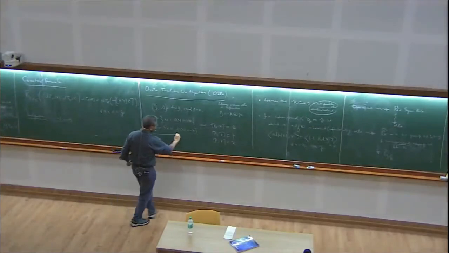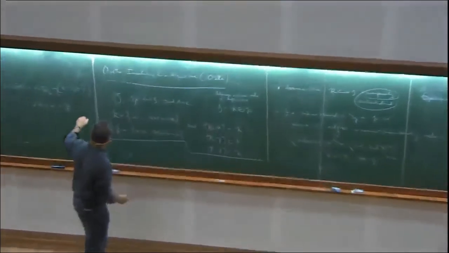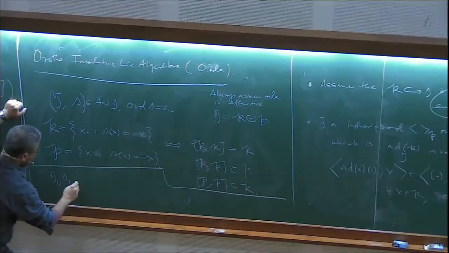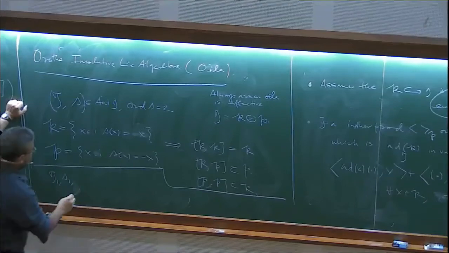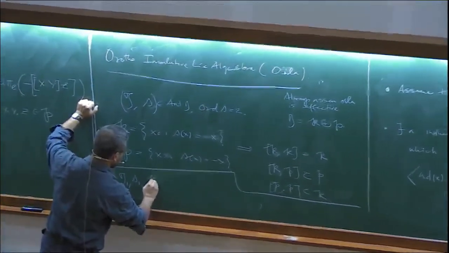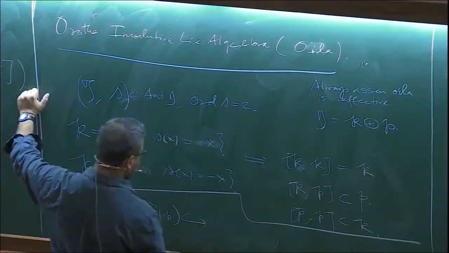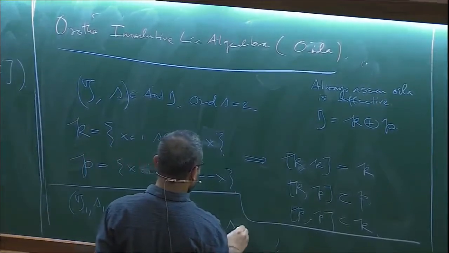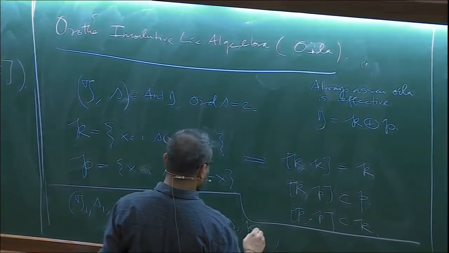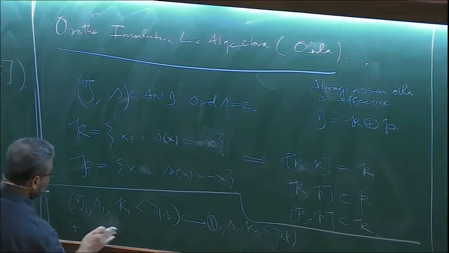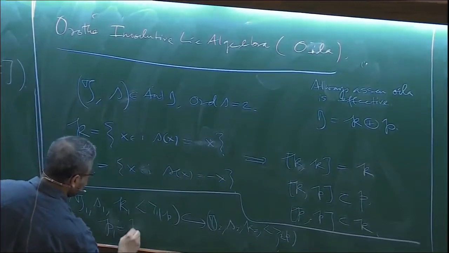an OILA is said to be a maximal OILA. So here is a definition. (G1, S1, K1, P1) is going to be said to be a sub of (G2, S2, K2, P2) if P1 is the same as P2.